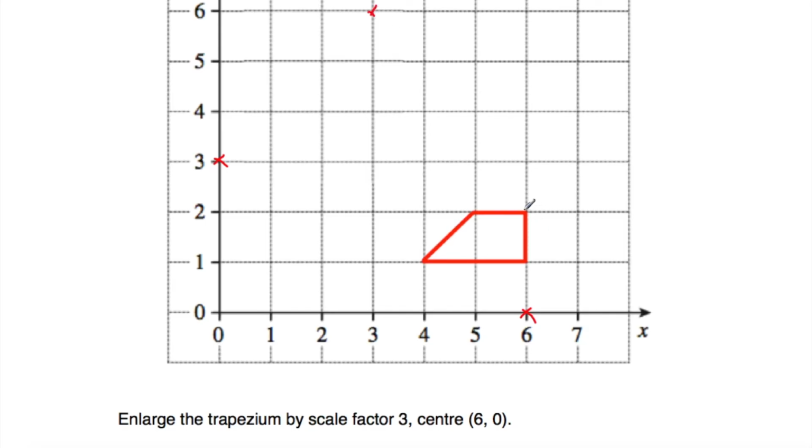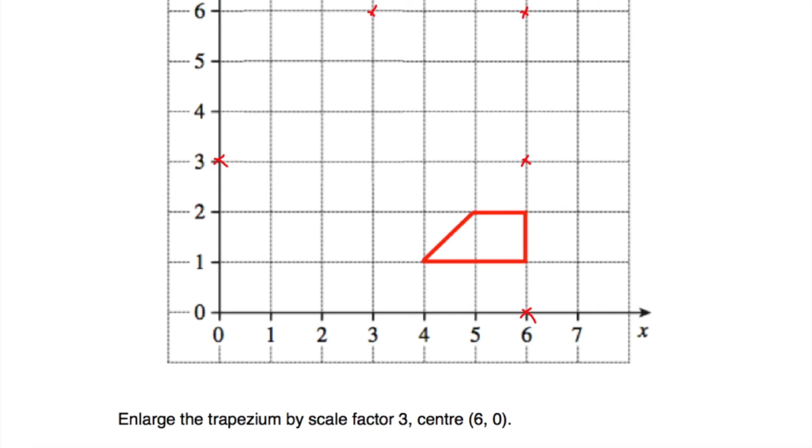Okay, now this point here. To get to this point, we would go 2 up. So we're going to times that by 3. So instead of going 2 up, we're going to go 6 up. So we go back to the center of enlargement, and go 1, 2, 3, 4, 5, 6. That's going to be there. And finally, the bottom right-hand corner, it was 1 up from the center of enlargement. So we're going to times that by 3, so it's going to be 3 up. So 1, 2, 3, it's going to be there. So we've now got our 4 points.